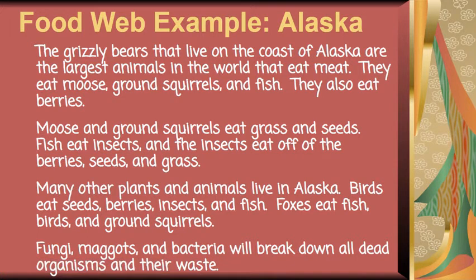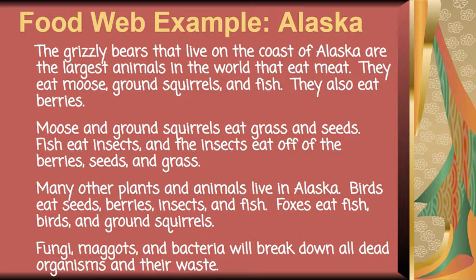The grizzly bears that live on the coast of Alaska are the largest animals in the world that eat meat. They eat moose, ground squirrels, and fish. They also eat berries. Moose and ground squirrels eat grass and seeds. Fish eat insects, and the insects eat off of the berries, seeds, and grass. Many other plants and animals live in Alaska. Birds eat seeds, berries, insects, and fish. Foxes eat fish, birds, and ground squirrels. Fungi, maggots, and bacteria will break down all dead organisms and their waste.